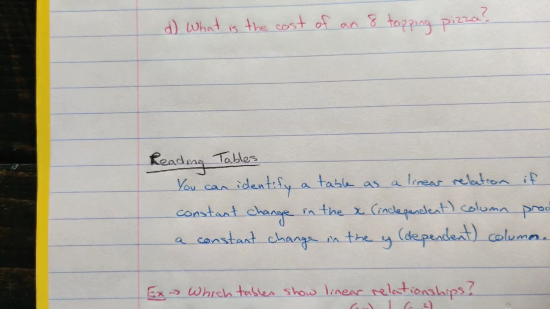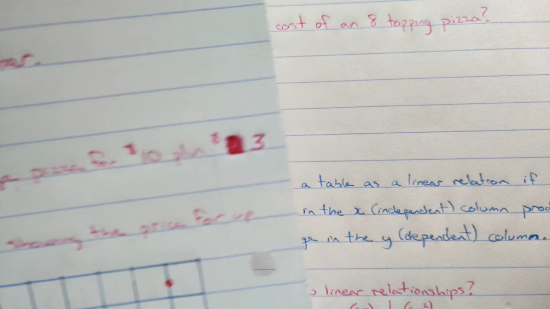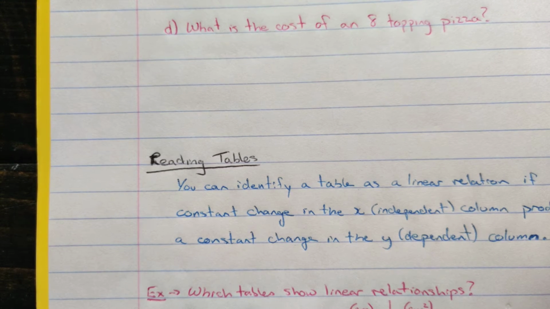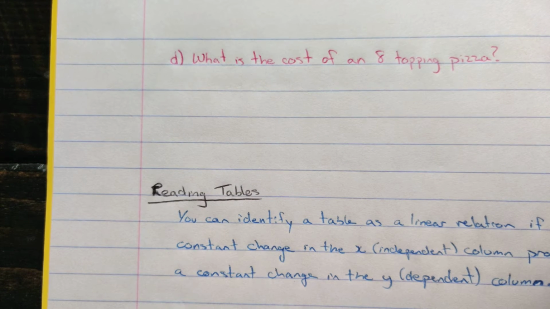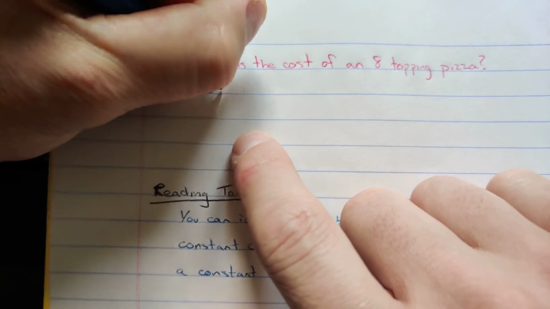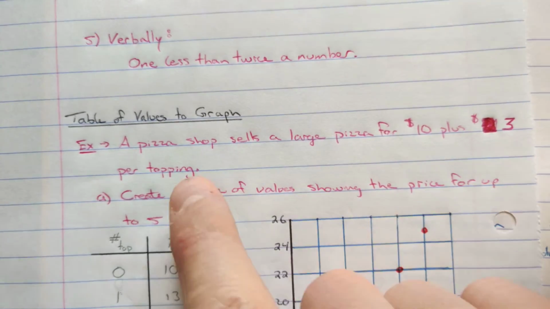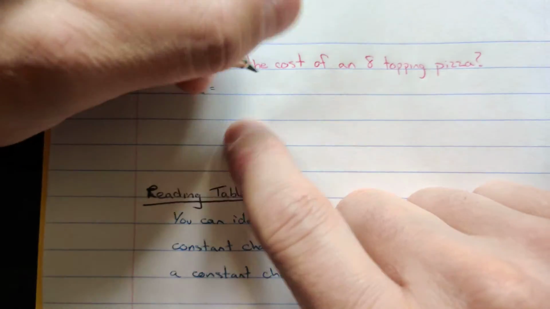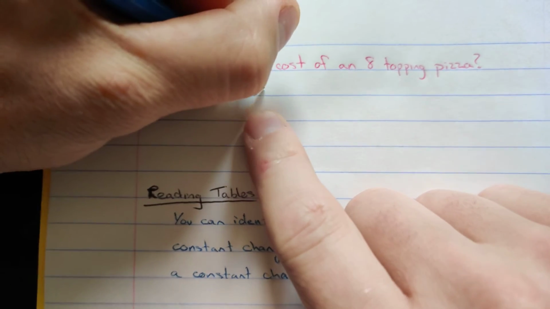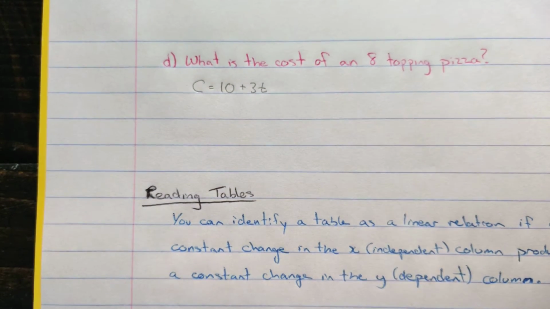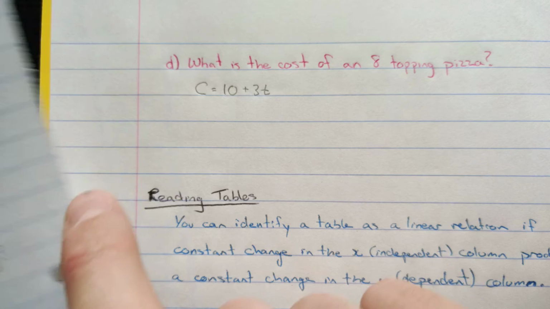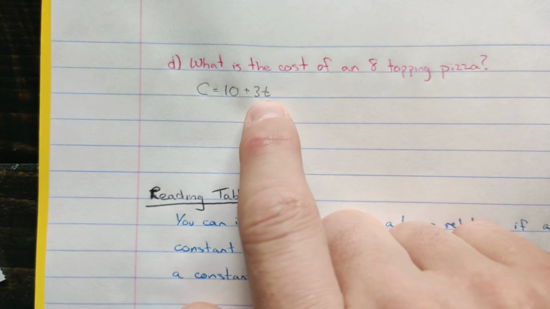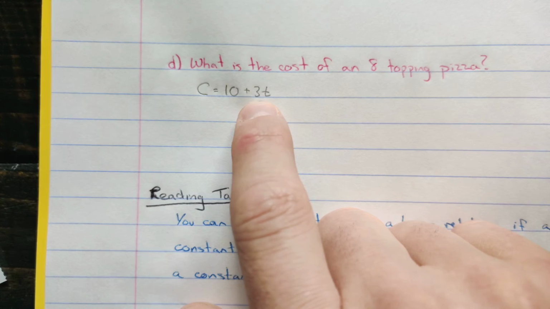So what is the cost of an 8-topping pizza is the next question. And so if we take a look at that, what we can do is we can actually make ourselves an equation to represent this. So the cost, we use C for cost, equals $10 plus $3 per topping. So it's $10 plus $3 times the number of toppings. We can check if that works by putting in the values from our table. If we put in a 1 there for toppings, 3 times 1 is 3. 10 plus 3 is 13.